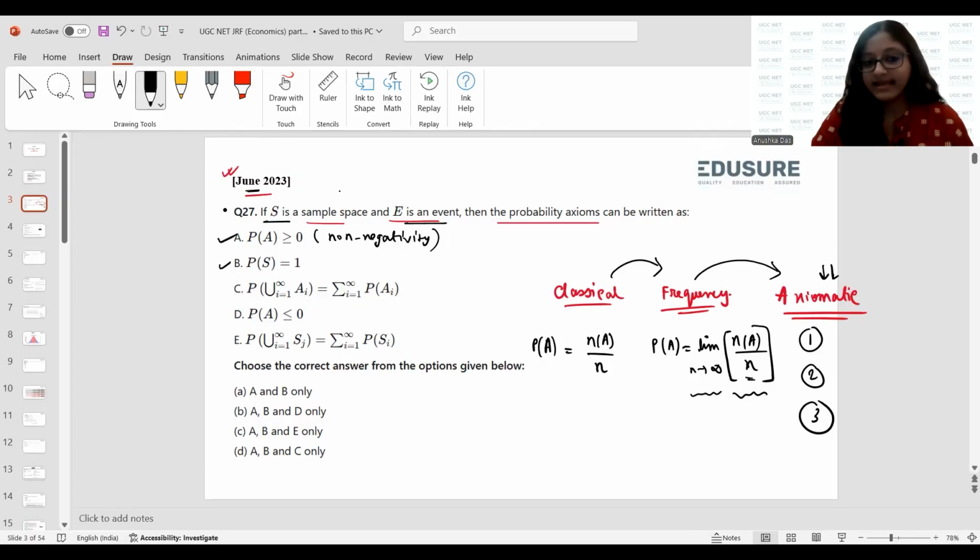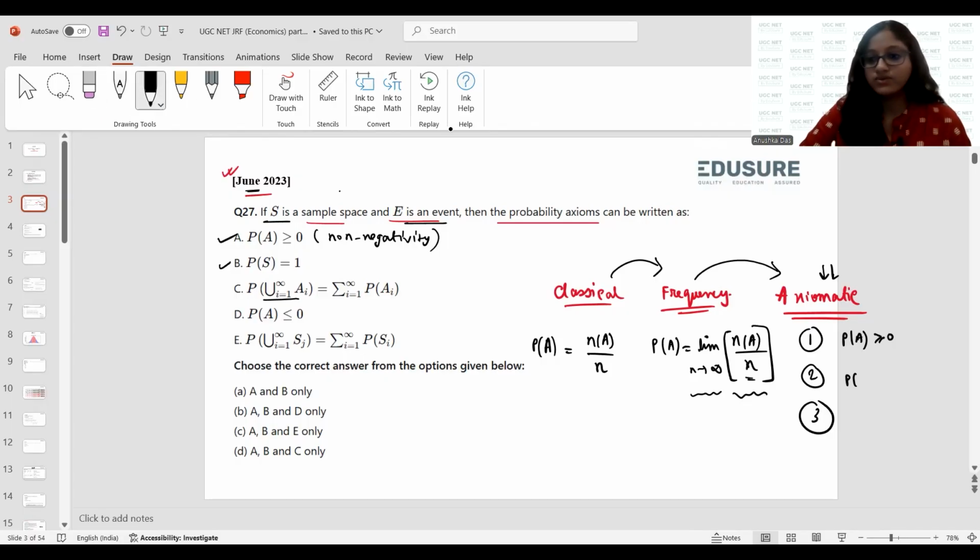And the third thing is saying that the probability of union of A1, A2, and so on, which means the probability that at least one of the events occurs, can be written as the summation of all the individual probabilities. It is only true when the events are mutually exclusive. So there are three axioms. First is that the probability of any event will always be greater than or equal to 0. Second is that the probability of a sure event will be equal to 1.